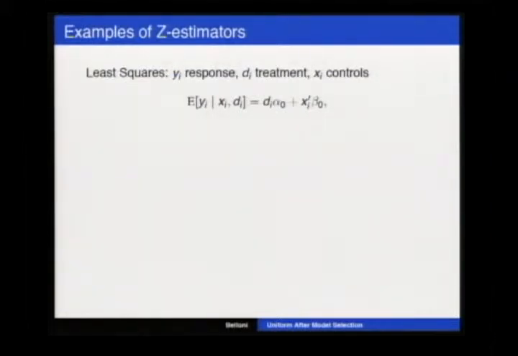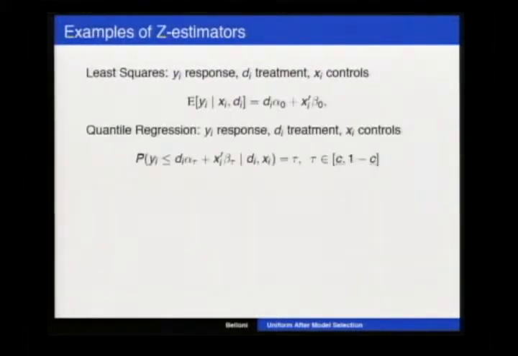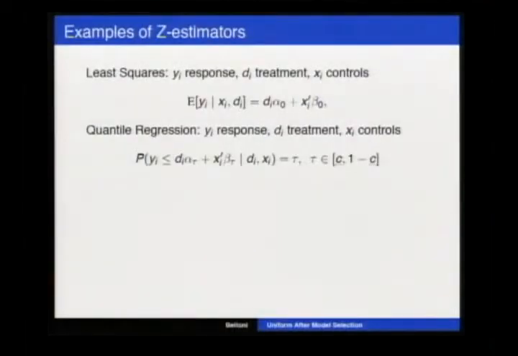So the least squares type of penalty function falls into this category. Essentially, this model will be covered. Quantile regression type of models also fall into that. Essentially, we have this condition that the probability of being below a threshold is going to be tau, conditional on the treatment and on the controls.